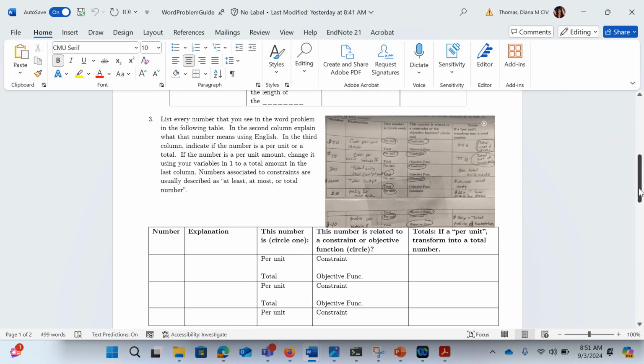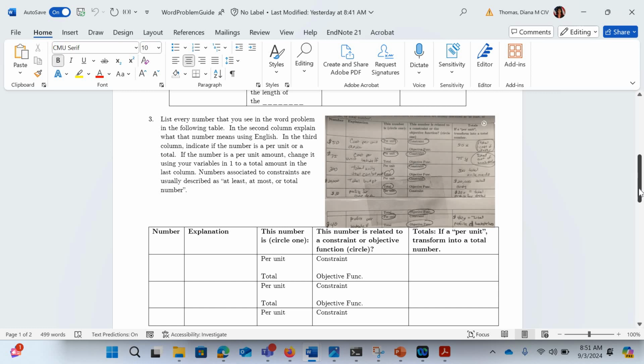If you want to use this worksheet, students' eyes go to the numbers, so go through number by number. The first number in the word problem is 50, and it has a dollar symbol next to it, and it says it's the cost per unit desk. And I literally put per unit here because that's not a total. That's a per unit. That means in the last column, you have to transform it into something that's a total. So 50 is a per unit, it's the price per desk, so I have to change this so it's 50x.